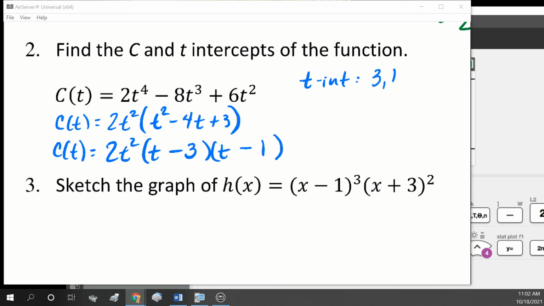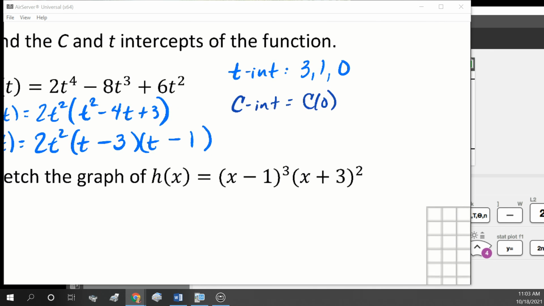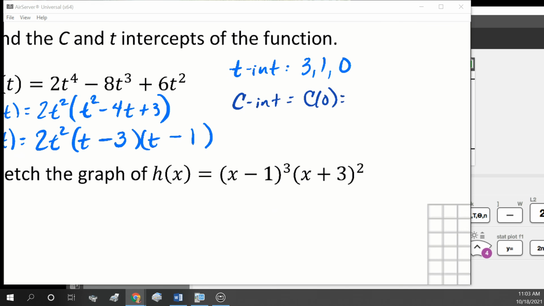There's one more. And 0. So if a factor has a t, it's going to give you a t-intercept. So 2t squared gives you an intercept of 0. It's really whatever makes the factor 0. All right, and then for the c-intercept, we're going to find c of 0. So put 0 in for all the t's. Sorry, that should be positive 3. And that's going to be 0.